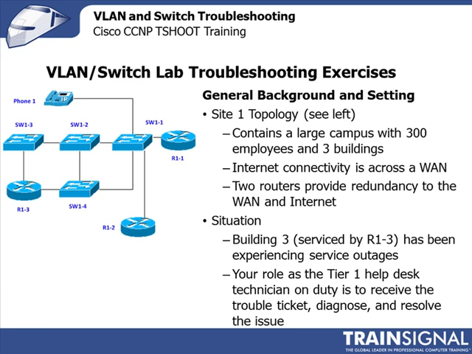Now here's the specific situation. This particular building that we're looking at, building 3, serviced by router 1-3, has been experiencing a number of service outages. Your role as a Tier 1 help desk technician on duty is to receive the trouble ticket, diagnose, and then solve the issue.